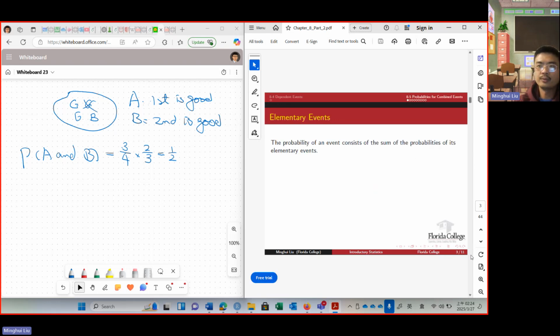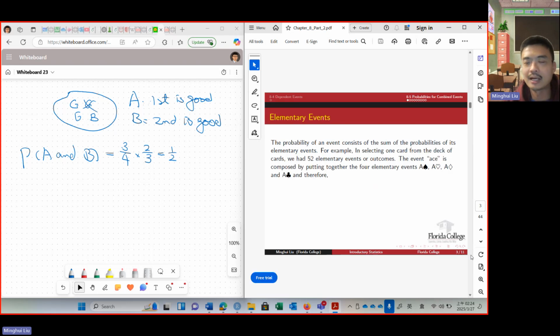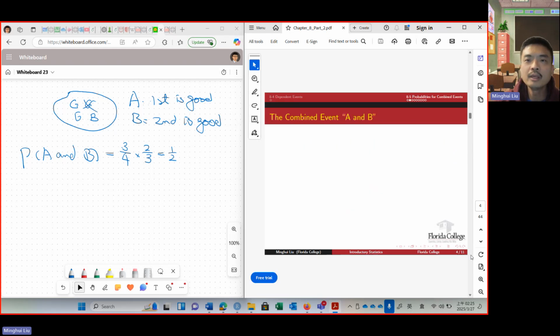Of course, let's briefly recap what the elementary events are. The probability of an event consists of the sum of the probabilities of its elementary events. For example, if you draw a random card from a deck of 52 cards, the event ace is composed by putting together 4 elementary events. There are 4 types of aces, and each one of them has the probability of 1/52. So the probability of ace is equal to the sum of 4 copies of 1/52, that is 4/52.